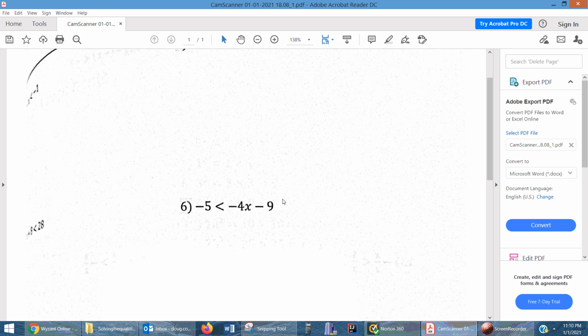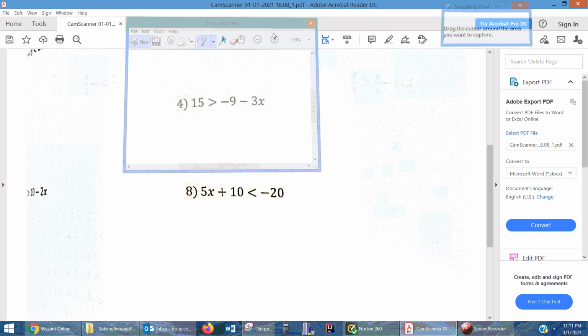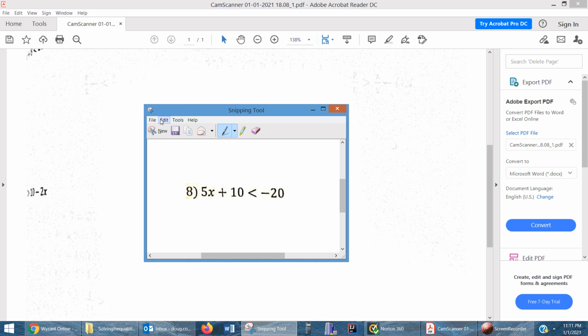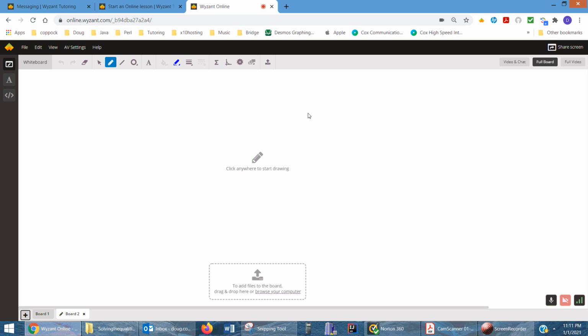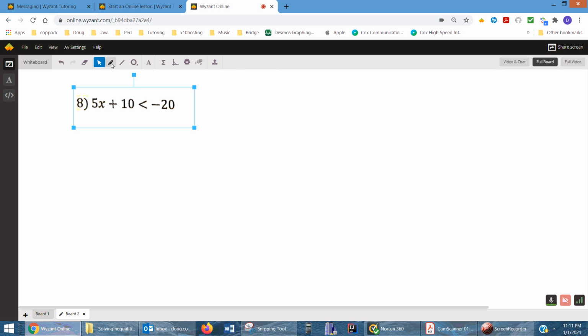Okay, let's try one more of these. Let's try this number 8 here. And we'll go to the second board. Edit, copy, board 2. We want to find out all the numbers on the number line that make this a true statement. We want to isolate that x. So just like if this was an equal sign, we get the terms without x on one side and the constant terms on the other side.